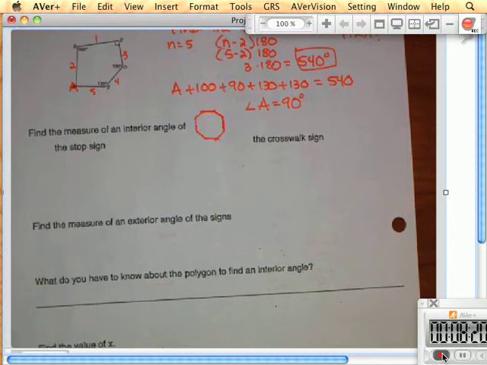So let's see what we can do here. Find the measure of an interior angle of the stop sign. I want to know how big one angle is. Anybody have any ideas how I can do that? Allison. You could find the sum of the interior angles and then divide it by 8. Right on. If we know what they all add up to and they're all equal, we can divide that number by 8. Correct? Okay.